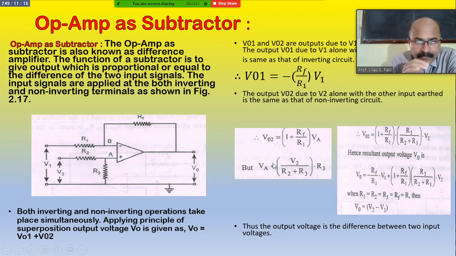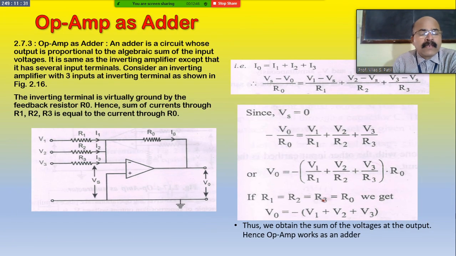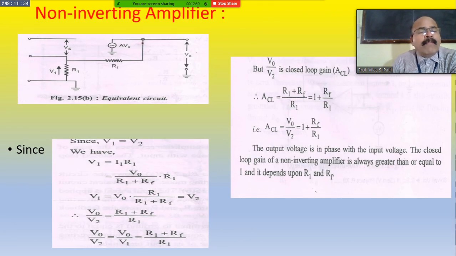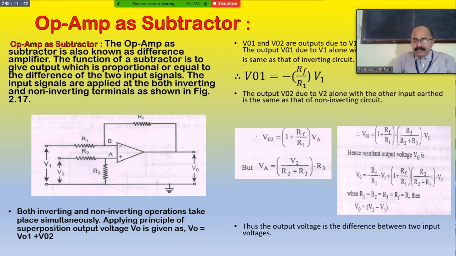Okay, in the last lecture we started the applications of the op amp. In the last lecture, we studied two applications, that is the non-inverting amplifier and op amp as an adder. Then in this lecture, we are going to start the fourth application, that is the op amp as a subtractor. Subtractor means subtraction. It is used to make the subtraction of two quantities, subtraction of two voltages, and that will be known as a subtractor.